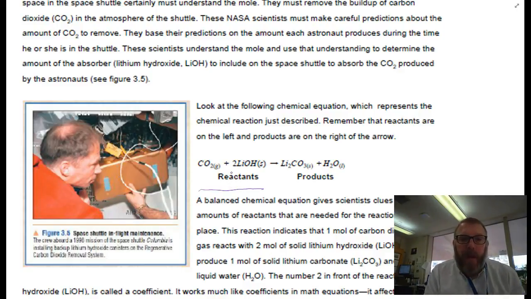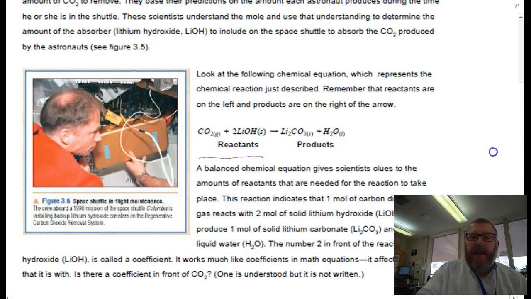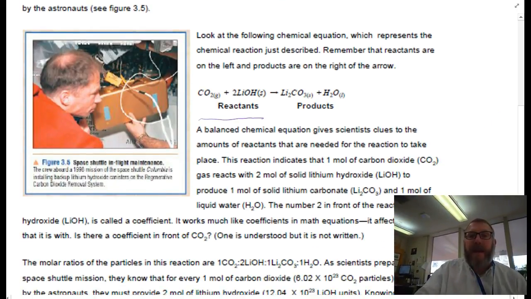So, a balanced chemical equation gives scientists clues to the amounts of reactants that are needed for the reaction to take place. This reaction indicates that 1 mole of carbon dioxide gas reacts with 2 moles of solid lithium hydroxide, or LiOH, to produce 1 mole of lithium carbonate, Li2CO3, and 1 mole of liquid water, H2O. The number 2 in front of the reactant lithium hydroxide, LiOH, is called a coefficient.